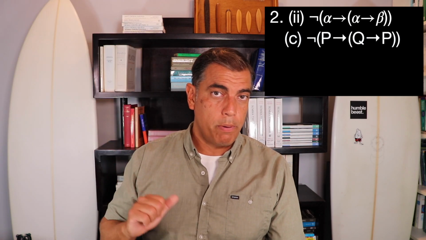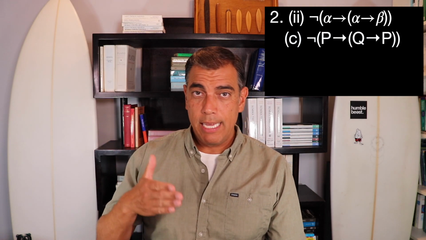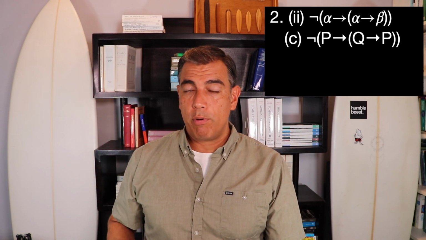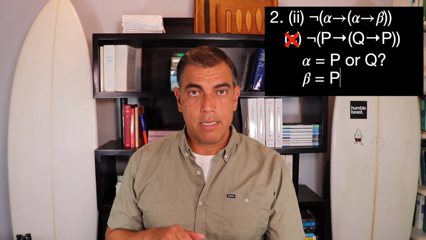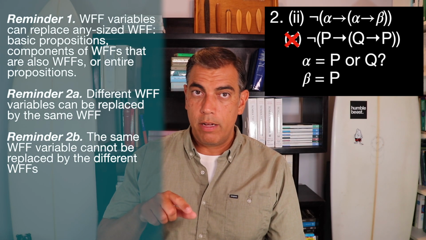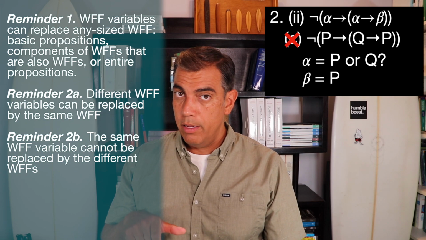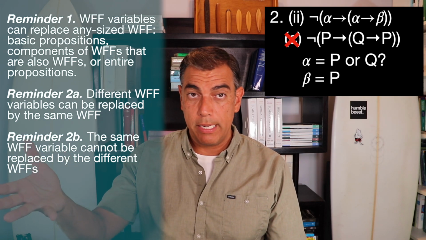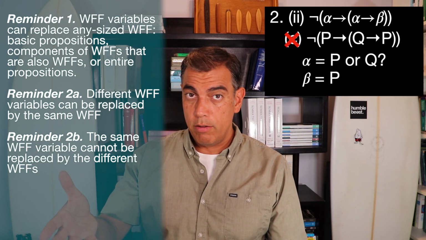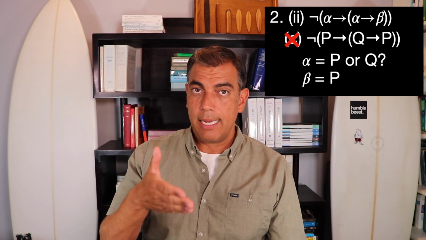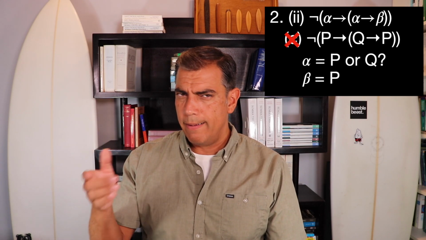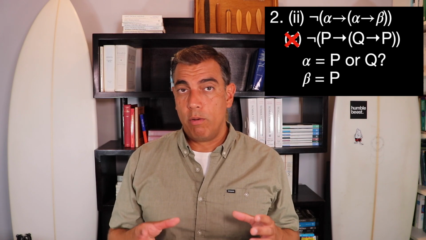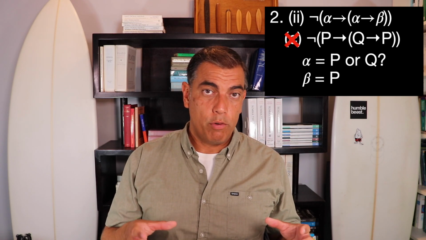And then our third possibility here, "it's not the case that if P, then if Q, then P." Now, we do have a problem here. And the problem is this, that we have P replacing alpha and also Q replacing alpha. And according to our reminder 2b, you're not allowed to do that. Now, P is replacing beta. That's okay. You're allowed to have P replacing alpha and P also replacing beta. But it's that Q that's the problem, right? You're not allowed to have two different well-formed formulas replacing the same well-formed formula variable.